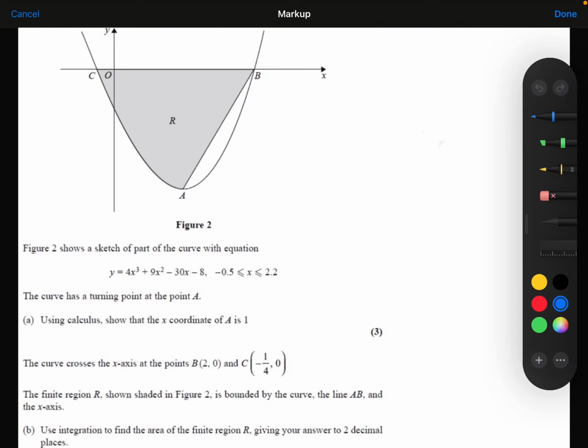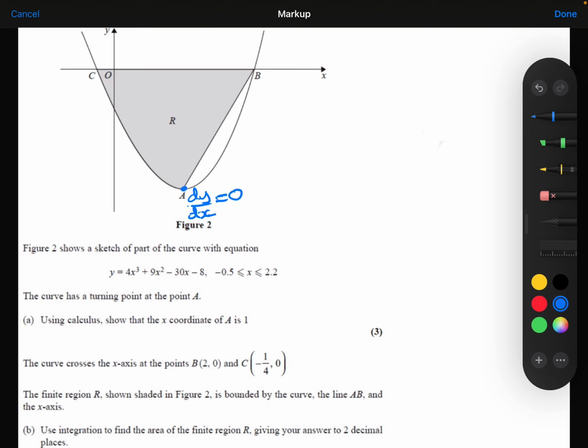Figure 2 shows a sketch of part of the curve with the equation y equals 4x cubed plus 9x squared minus 30x minus 8 between the values of x that are minus 0.5 and 2.2. The curve has a turning point at point A. I need to use calculus to show the x-coordinate of A is 1. Well, I know at turning points, the gradient is equal to 0.